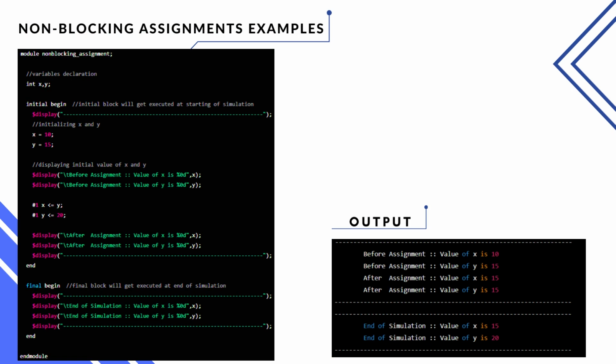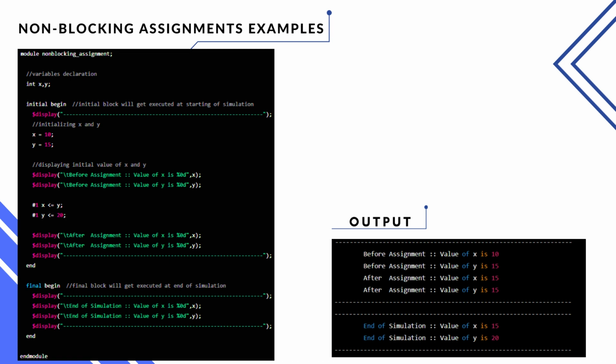Now, we will discuss a code example that demonstrates the use of non-blocking assignments in SystemVerilog. Let's start with the code. Here we have a module called non-blocking_assignment, which has two variables x and y of type integer. We have an initial block that initializes the variables x and y to 10 and 15 respectively. Then we display the initial values of x and y using $display.